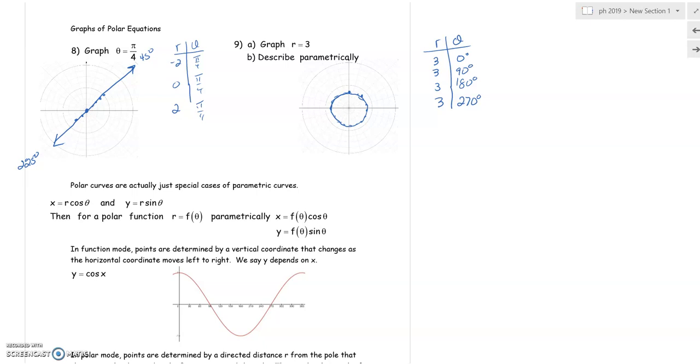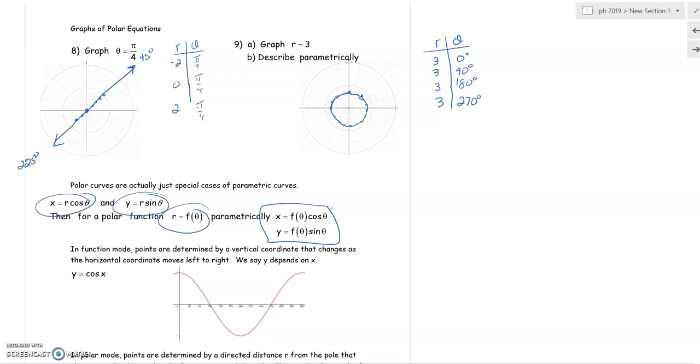Okay, we're back. So this is note 6.4, day 2, part 2. At the end of notes part 1, we did number 9, and we graphed. This ended up to be a circle with a center at the origin. But polar curves are actually just special cases of parametric curves. And since we know that x equals r cos theta and y equals r sine theta, then for a polar function r equals f of theta, parametrically, this is how you could describe it.